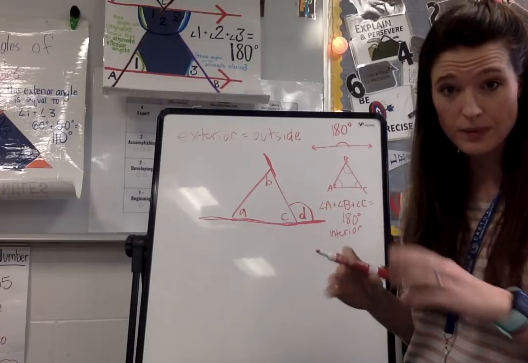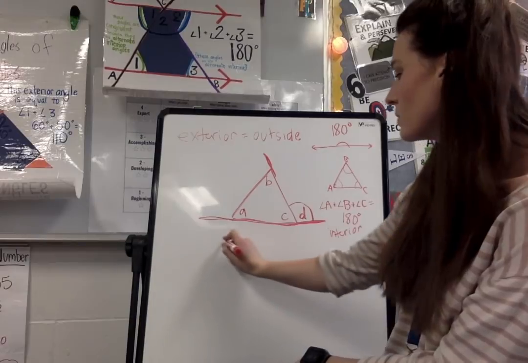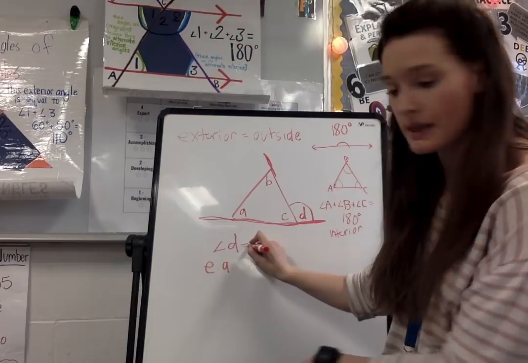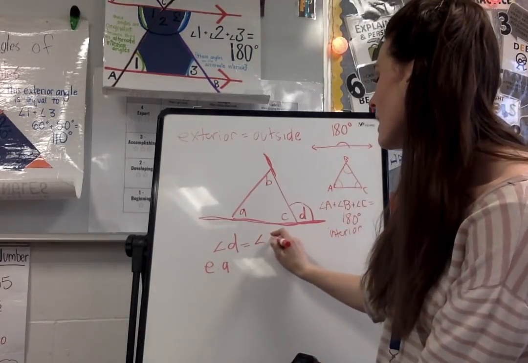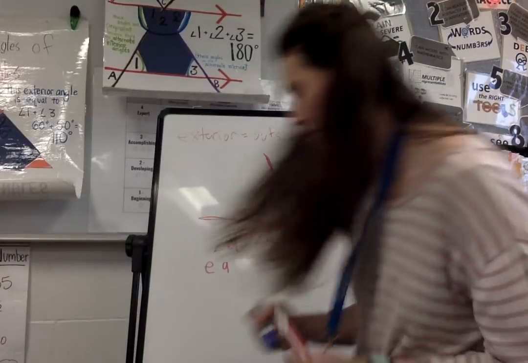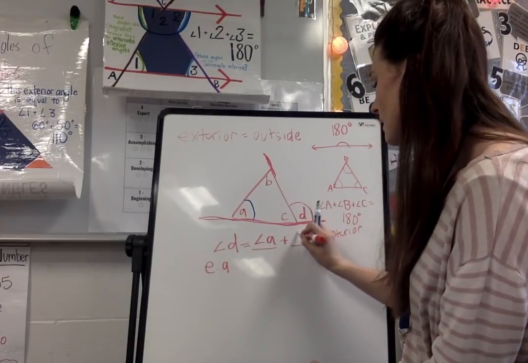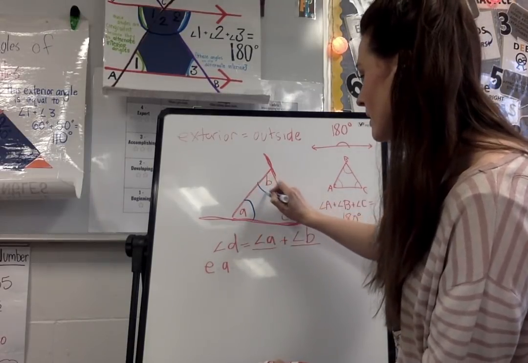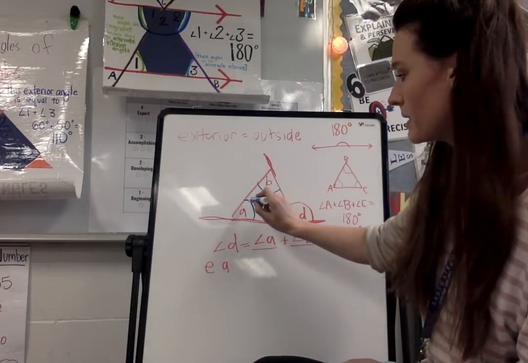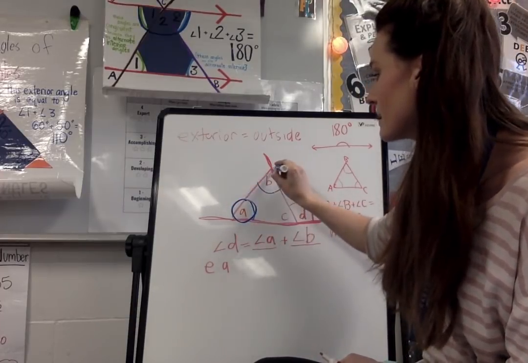So the theorem, I'm going to give you the theorem first and then we're going to talk about why that's true. The theorem is angle D, that exterior angle, is equal to angle A, this one right here, plus angle B. What our theorem is telling us is this outside angle D is equal to the two remote interior angles. Remote means the ones not touching.